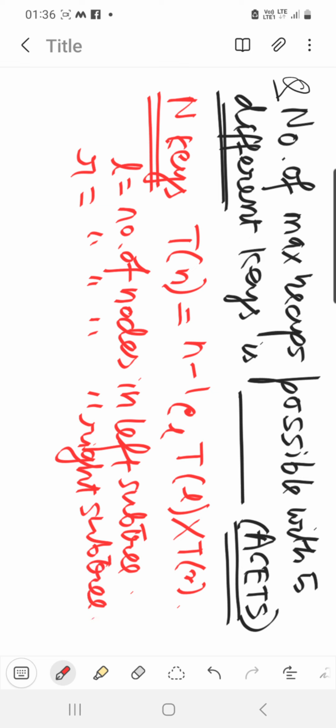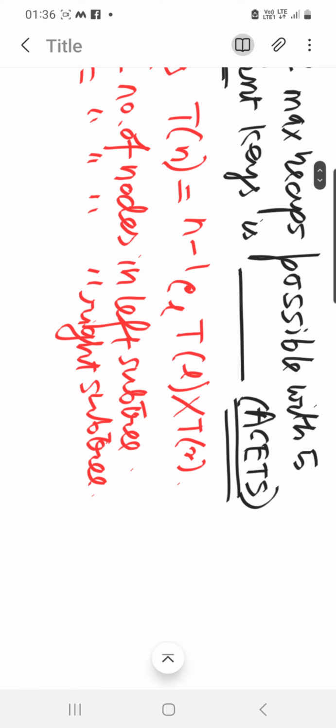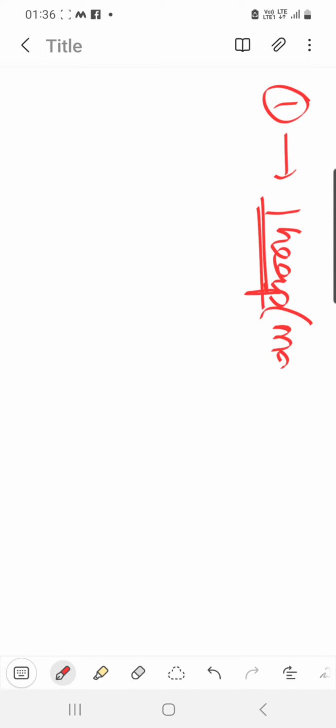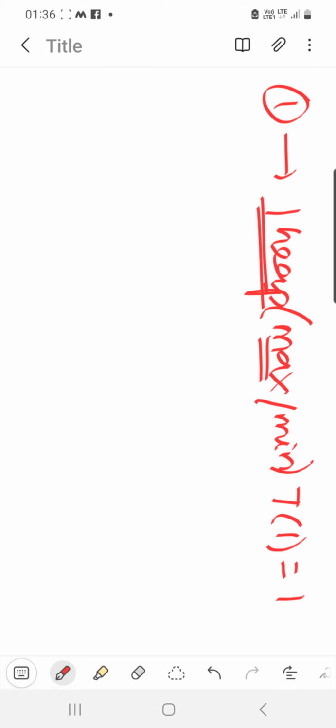Let's say if there is only one key, how many heaps are possible? For one key, only one heap is possible. It can be a max heap, it can be a min heap, but I'm considering only the max heap. So from here I get T(1) = 1. Obviously there is only one max heap that is possible.